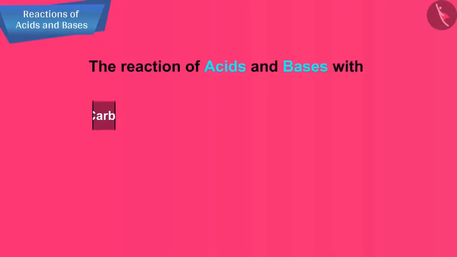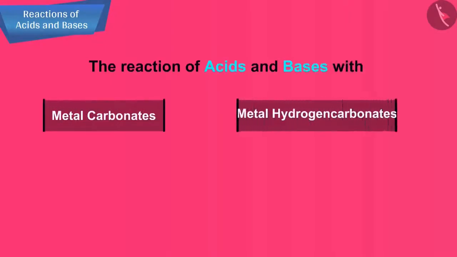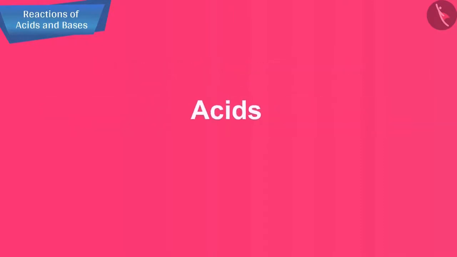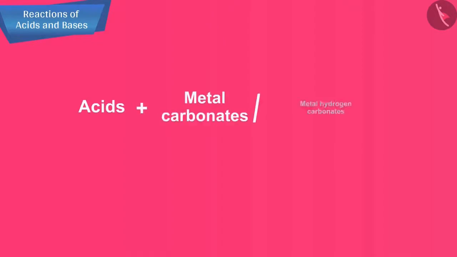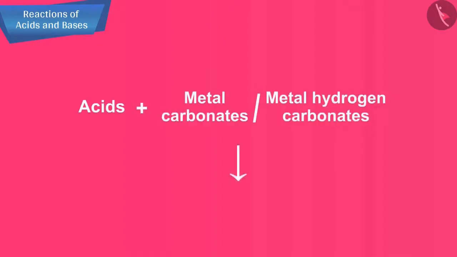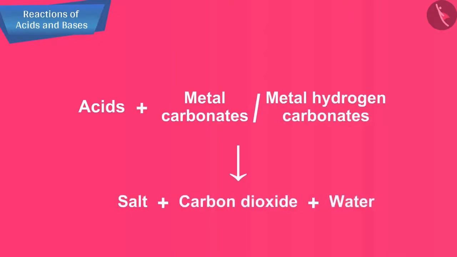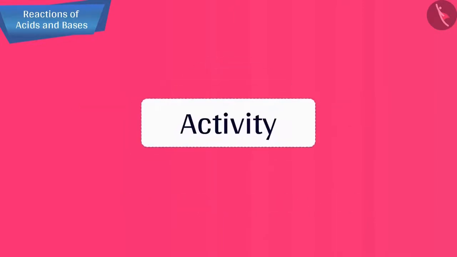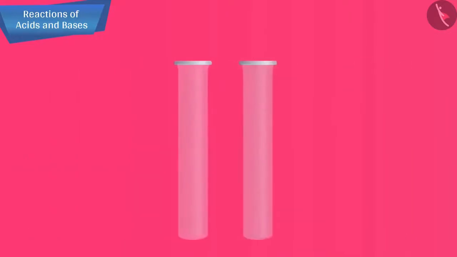Let us now move ahead and discuss the reaction of acids and bases with metal carbonates and metal hydrogen carbonates. First, we will discuss acids. Acids react with metal carbonates and metal hydrogen carbonates to form salt, carbon dioxide, and water. Let us understand this by an activity. Take two test tubes. Label them as A and B.